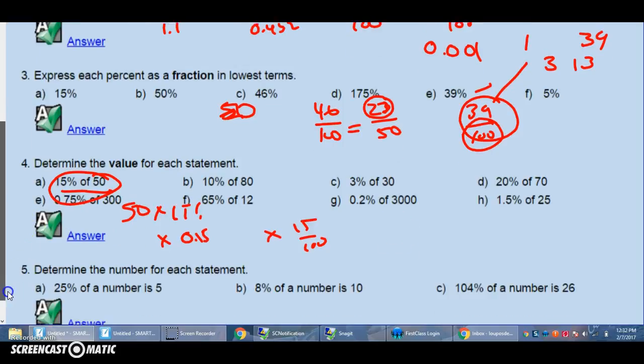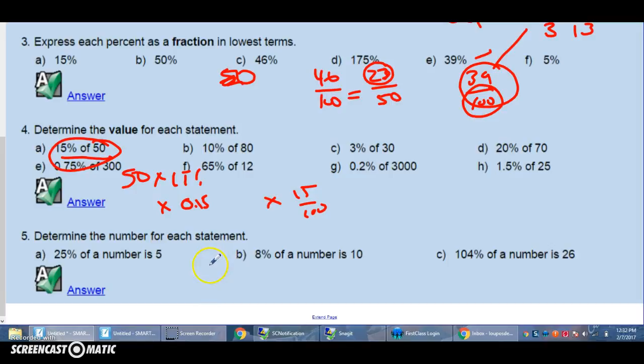Determine the number of each statement. 25% of a number is 5. 8% of a number is 10. So this is getting back to what we had before, 8% of a number. So 8% of a number is 10. So usually you have, so it would be x. So you can do it this way. X times 0.08 is equal to 10. And that's x times that is equal to 10.